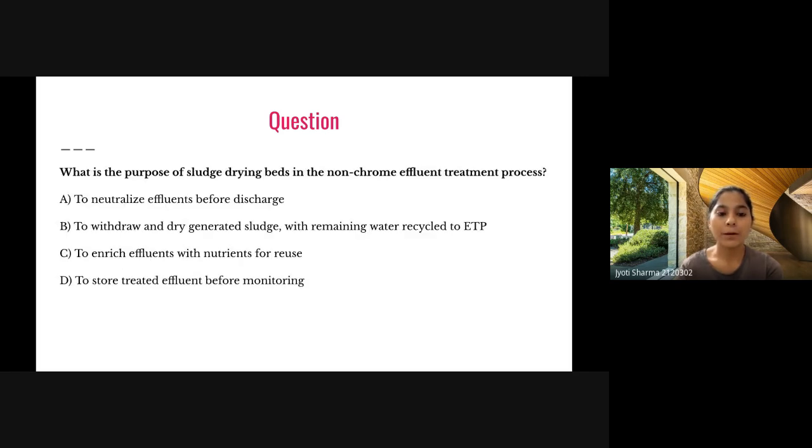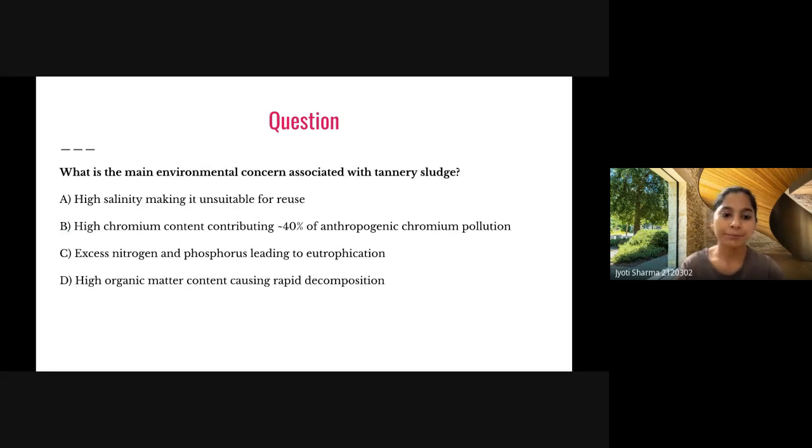Okay, what is the purpose of sludge drying bed in non-chrome effluent treatment process? We already have learned the purpose of the drying bed. Yes, so the purpose of the drying bed is to withdraw and dry the generated sludge, so that the remaining water we can recycle to the ETP. Yes, B is the right answer.